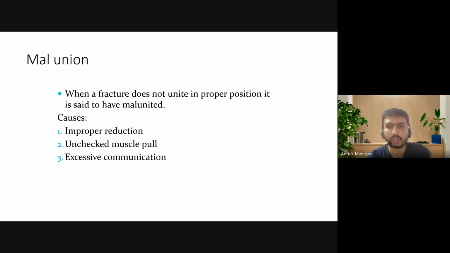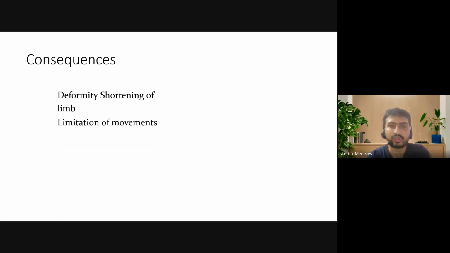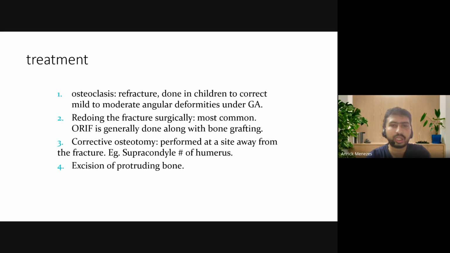When the fracture does not unite in proper position, it is said to be malunited. Causes: improper reduction, unchecked muscle pull, excessive comminution. All these things have to be addressed, or they could be the causes when not addressed properly. Consequences: deformity, shortening of the limb, limitation of movements. So it directly affects our functional aspect.